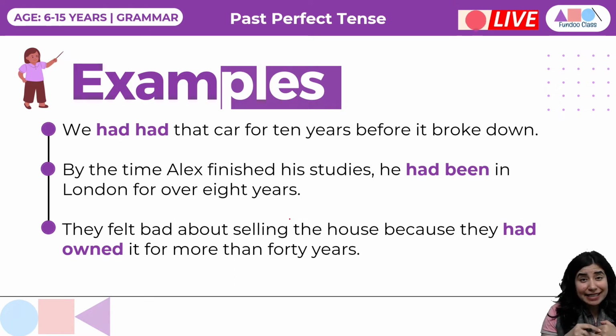Let's come to the next example. By the time Alex finished his studies, he had been in London for over 8 years. So he was there in London for a period of 8 years till his study came to an end, right? It's an action that's continuing for 8 years, right? See the third one. They felt bad about selling the house because they had owned it for more than 40 years. So for 40 years, the action continued. Possession happened before they actually sold the house, right?